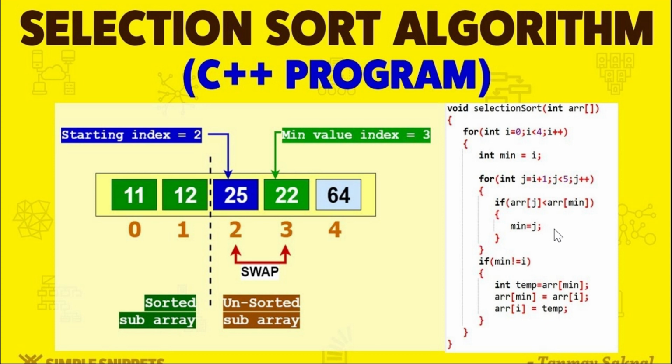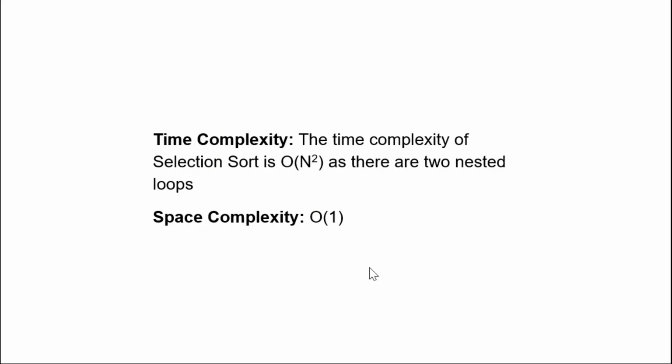If, however, the minimum element is greater than the element in the array, then we need to change the minimum element, which is the condition given in the if statement, in which we also create a temporary variable in order to swap places. The time complexity of selection sort is again O of n square, since there are nested for loops, and the space complexity of selection sort is O of 1.